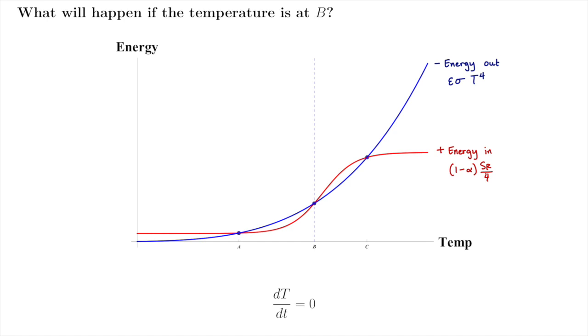If we're right at B, however, that would be an equilibrium solution, so the rate of change of temperature with respect to time would be 0. Now what happens if we're between B and C, kind of like a mid-high planet? Perhaps there's still some ice, but it's a hotter planet than we've seen so far in this analysis. In this case, we have more energy coming in than going out because our energy in curve is higher than our energy out quartic polynomial. So with more energy coming in than going out, the rate of change of temperature over time would be positive.